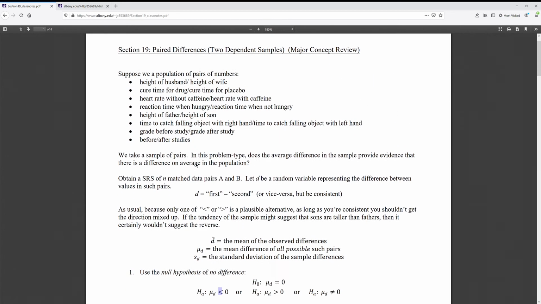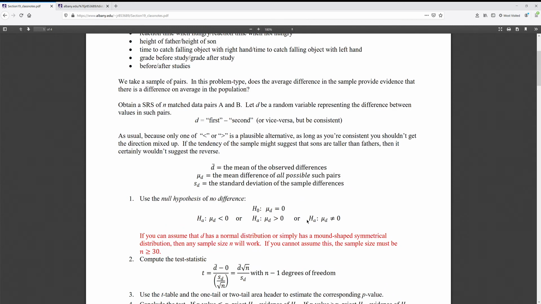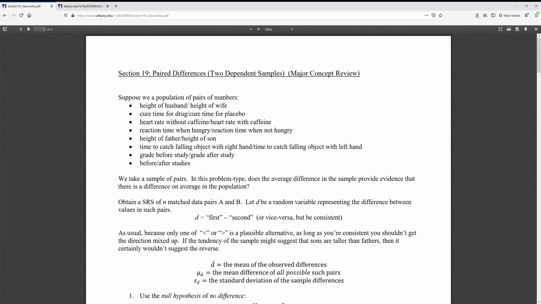What I'm trying to say is that, as always, the two-sided question is always plausible, and exactly one of the one-sided alternatives is plausible. For instance, if the sample could possibly suggest that husbands tend to be taller than wives, then it certainly doesn't suggest that wives tend to be taller than husbands. If there's a prima facie case that the sample could suggest that on average grades will be higher after you study, then that sample is not going to suggest the reverse, and so on and so on.